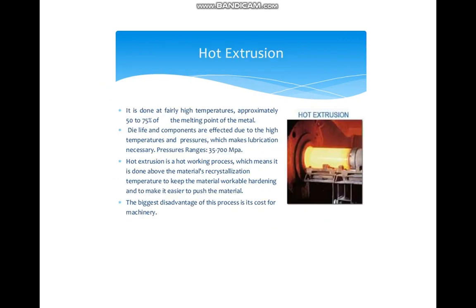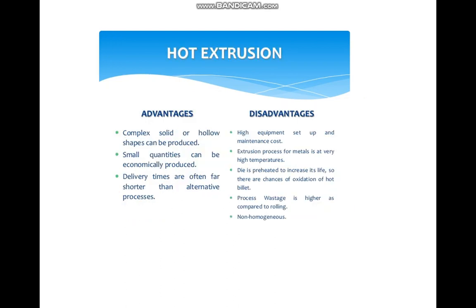Hot extrusion: if you are carrying out the extrusion process above the recrystallization temperature of that metal, then that is called hot extrusion. Hot extrusion is fairly carried out at high temperatures, approximately 50 to 75 percent of the melting point of the metal. Die life and components are affected due to the high temperatures and pressure. Die life is reduced because of the high temperature. The biggest drawback of this process is the cost of machinery. Cost of machinery is very high because you are carrying out this operation above the recrystallization temperature.